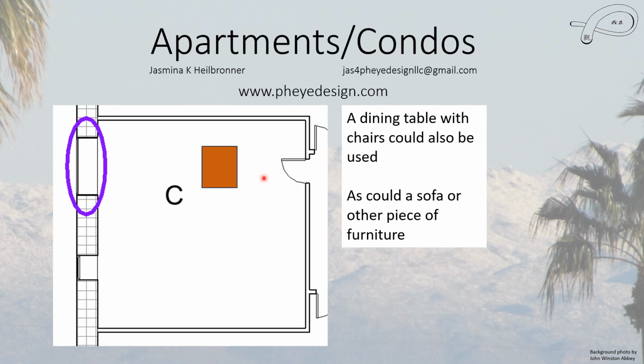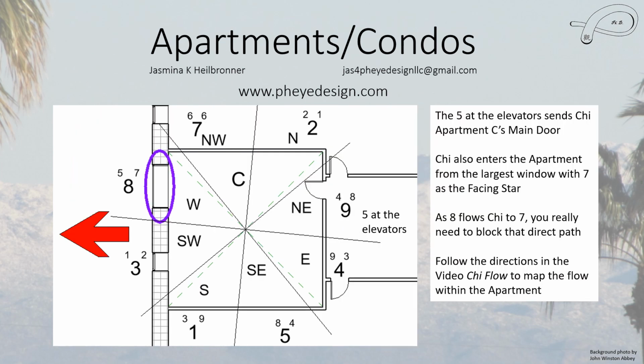Now, there's other ways you can do it. You can place a table. This could be a dining table, so you'd also have chairs, or you could place a sofa or something. It depends on basically what you have and how the rest of the apartment is laid out. So we don't know that, and we just don't care, because the screen will do it for you. So let's look at the elevators. Remember, we had 5 at the elevators. Well, does it make it to the 8? Well, these are both earth. So the energy from the elevators makes it through this door. And so that's very good.